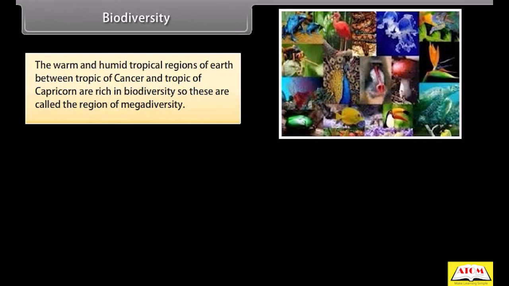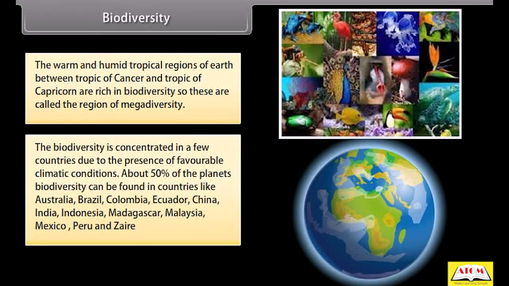The warm and humid tropical regions of Earth between the Tropic of Cancer and the Tropic of Capricorn are rich in biodiversity, so these are called the regions of megadiversity. The biodiversity is concentrated in a few countries due to the presence of favorable climatic conditions. About 50% of the planet's biodiversity can be found in countries like Australia, Brazil, Colombia, Ecuador, China, India, Indonesia, Madagascar, Malaysia, Mexico, Peru, and Zaire.